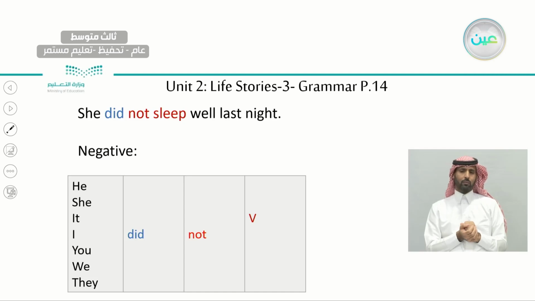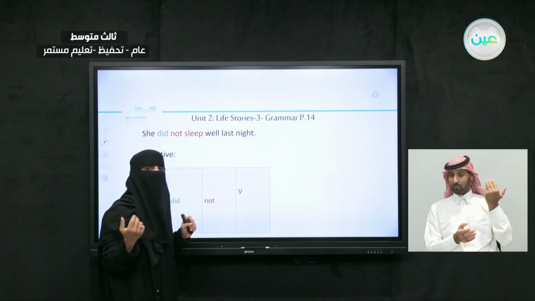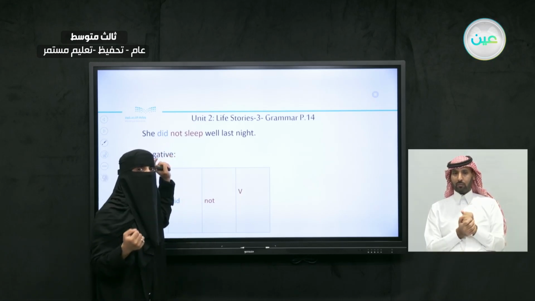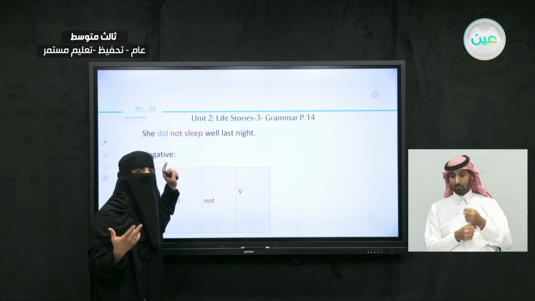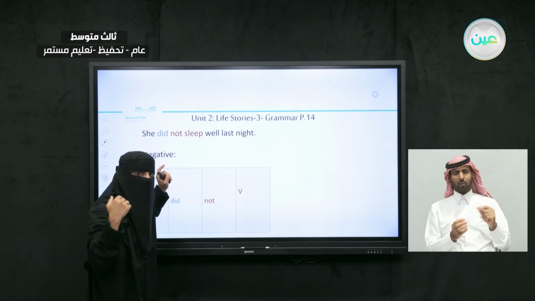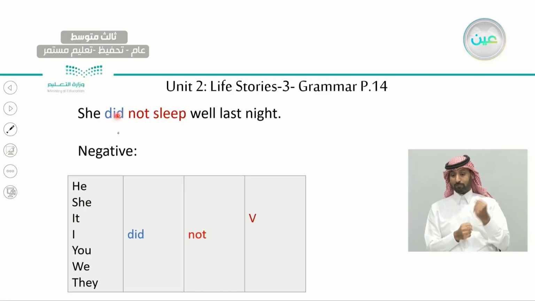Let's see how can we form the negative. How can we form the negative, ya miss? She did not sleep well last night. She did not sleep. We added what? Did. Do you remember last unit, the simple present? Did we use did with the negative? No, what did we use? We needed what? Excellent, we needed do. So we added do and does. Do you remember? With the past, we use did.